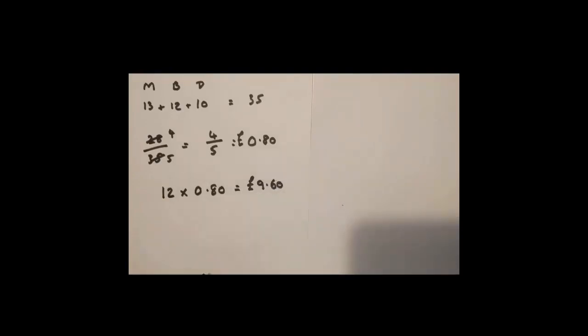Becky now gives a third of her share to her mother. Now because she's giving a third away, we can say that she's got 2/3 left, so we now need to work out 2/3 of £9.60, and that gives us £6.40.